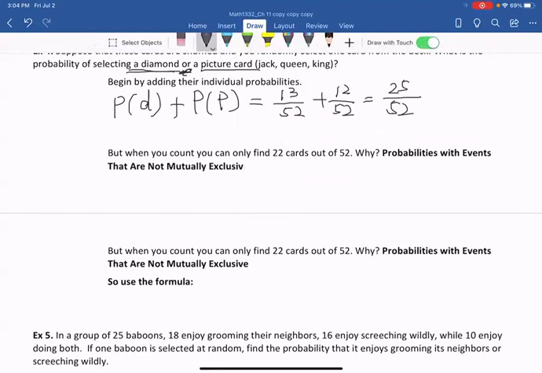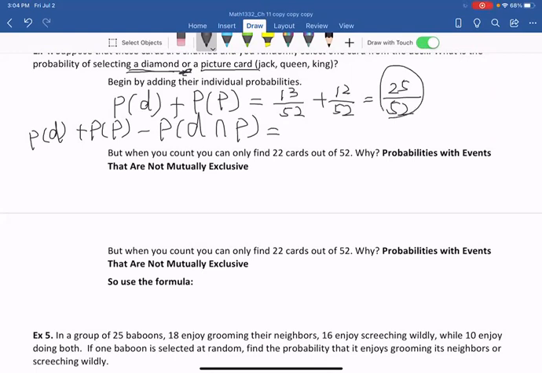So P of diamonds plus P of the picture cards minus P of diamond and picture card, which is, we learned that these two are 25 over 52, minus the overlap. I have 3 cards out of 52, that is 22 over 52. Simplify that, 11 over 26. Okay, let's move on to the next question.